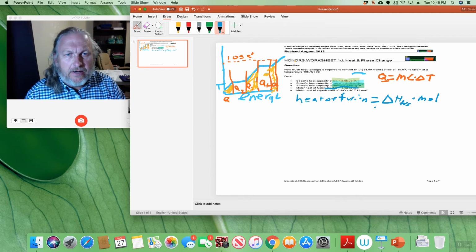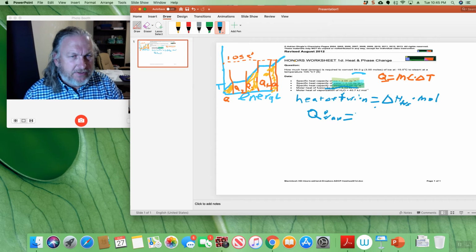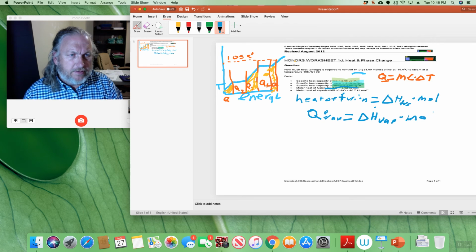Now in this area here, we're vaporizing, all right? So we're going to use the molar heat of vaporization. Let's call the heat Q of vaporization, vape, not vaping. Q of vaporization is the delta H of vape, which is a constant for each substance, times the number of moles, which is the amount of something.